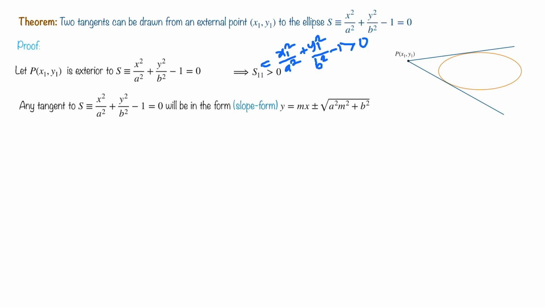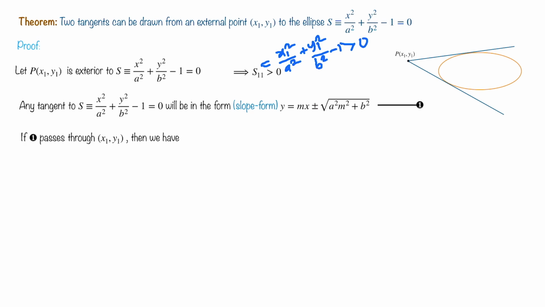Any tangent to S = 0 will be in the slope form, y = mx ± √(a²m² + b²). If you take any tangent to this ellipse, it must be in this form for some choice of m, either for plus or minus. Either it is y = mx + √(a²m² + b²), or y = mx − √(a²m² + b²), for some choice of m. That much we know.